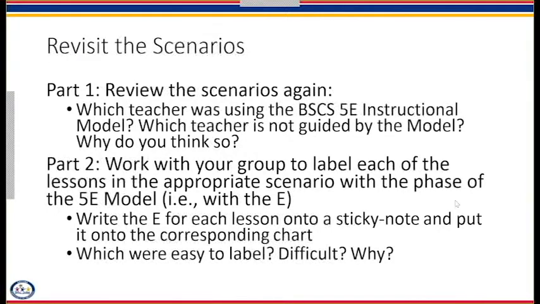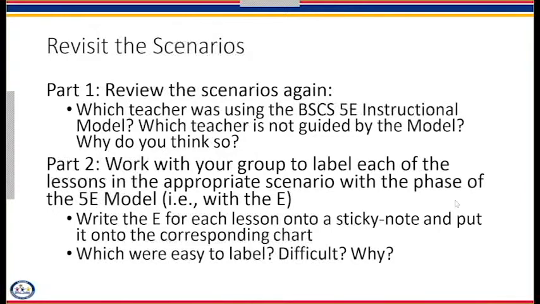Okay, can we agree that lesson 1 is the explore? The engage. So sorry. Can we agree that lesson 1 is the engage? Then it gets a little bit difficult. What is the lesson 2? What are students doing in lesson 2? Yes, they're going to explore.